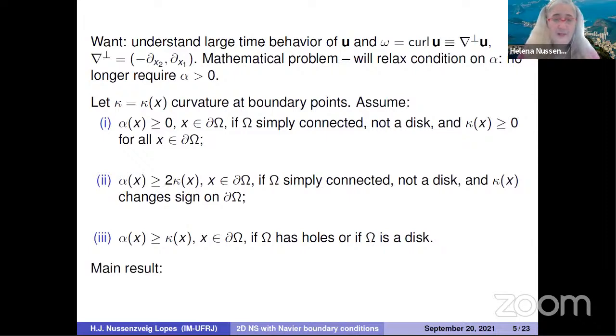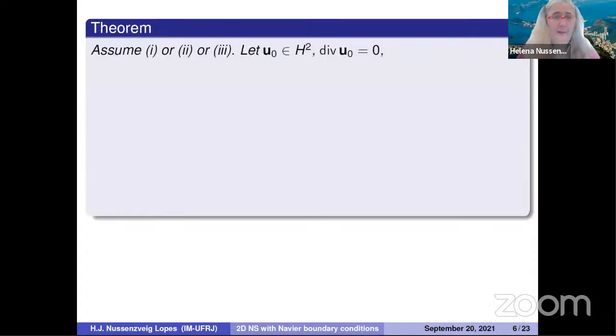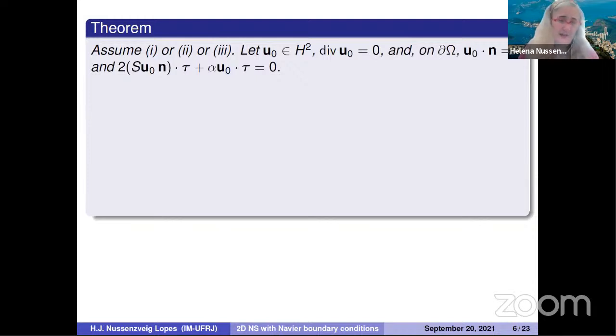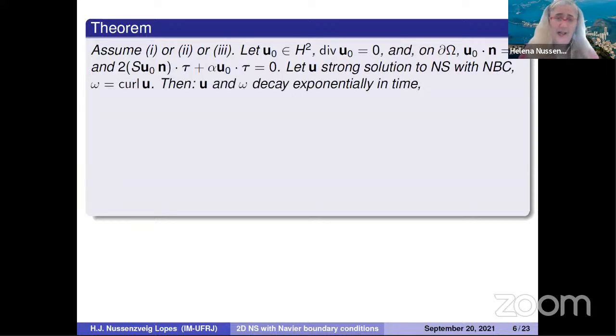So our main result in this work is the following theorem. If we assume either condition 1 or 2 or 3, and if the initial velocity U belongs to the Sobolev space H2, is divergence-free and tangent to the boundary, and satisfies the Navier friction condition on the boundary, then if you have a strong solution to 2D Navier-Stokes with Navier boundary conditions, and if omega is the curl of U, then both U and omega decay exponentially in time, in both L2 and L infinity.